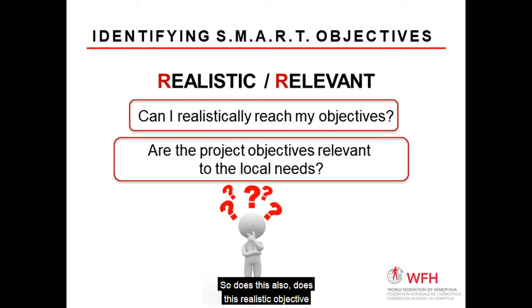So does this realistic objective focus on actual outcomes, or does it focus on the task that you want to do? It's good to outline what the steps are to get to your goal, but remember, we want to measure the outcome. And did you describe why the outcome is important and why it's relevant to your local needs? These are the questions that you have to ask yourself.